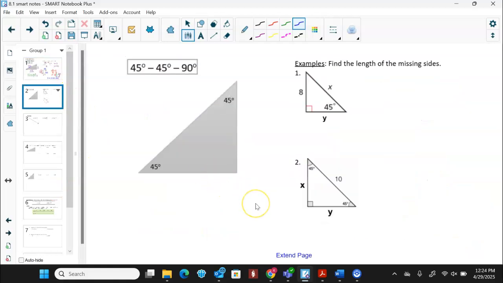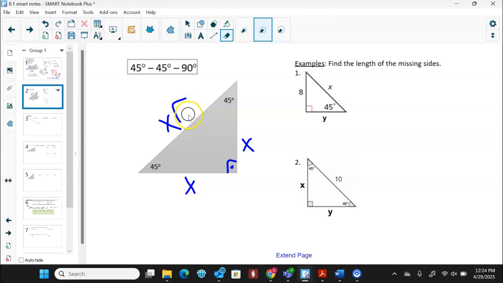All right, now the 45-45-90. These legs are x and x, they're both the same, because again, this is a 90-degree angle. And then the hypotenuse is always going to be x root 2.